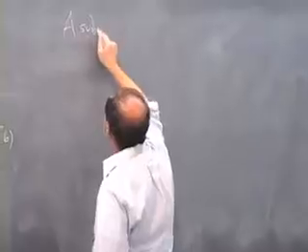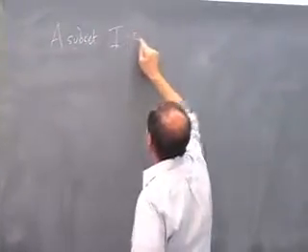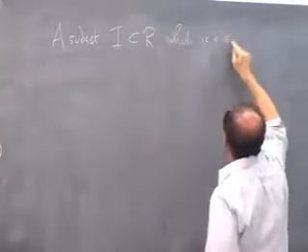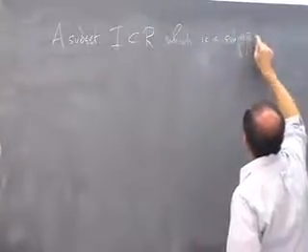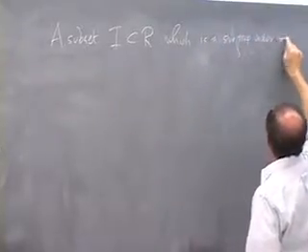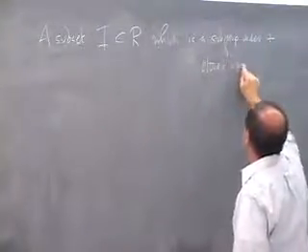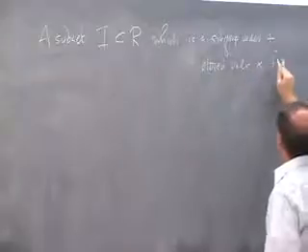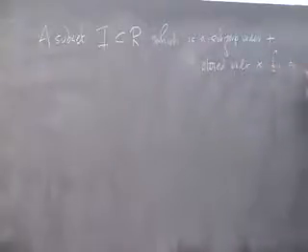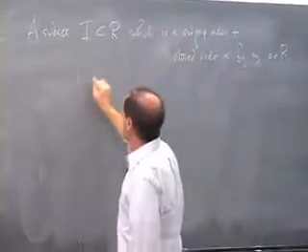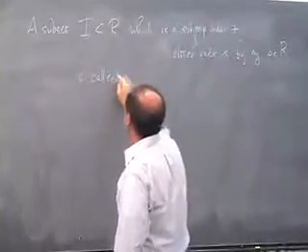So a subset I in R, which is a subgroup under plus and is closed under multiplication by any element b in R, is called an ideal.